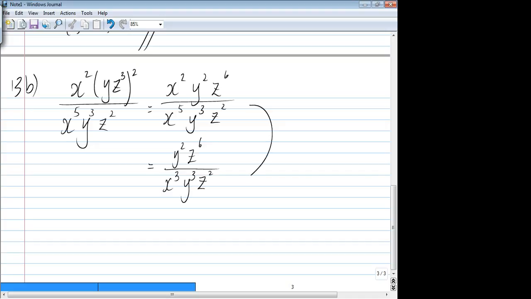What did I do over here? I divide numerator and denominator by x squared. So x power 5 divided by x squared, you get x power 3. Of course, you can do something similar for y squared and z to the power of 6. So I'm going to do them both at the same time.